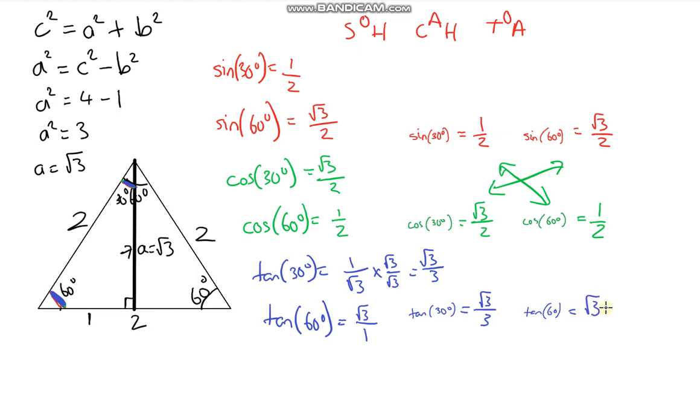Okay, in the next video, we're just going to cover the sine, the cosine, and the tangent of 45 degrees. So we've looked at 30 degrees and 60 degrees in this video.